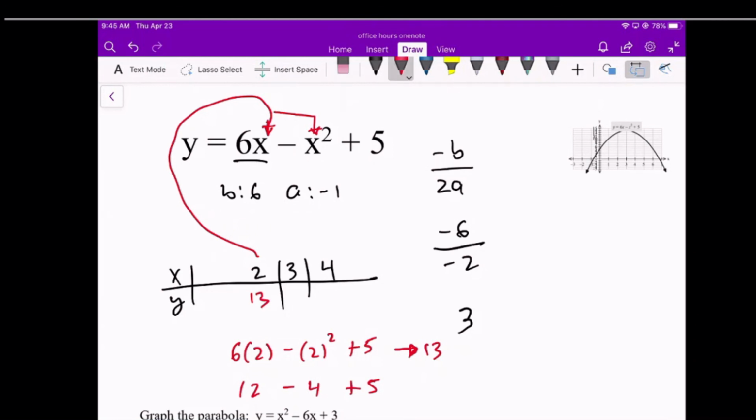We'd do the same thing, plugging the 3 in for each of the x's, and we'd get 14. And then we'd plug the 4 in for each of the x's, and we would get 13 again.